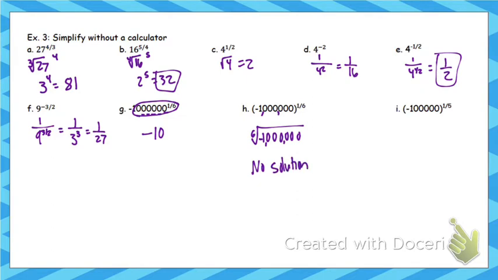But you can take an odd root of a negative number. So the 5th root of negative 100,000 is possible, and that is negative 10. Because a negative 10 times a negative 10 times a negative 10 times a negative 10 times a negative 10 will give you that negative 100,000.